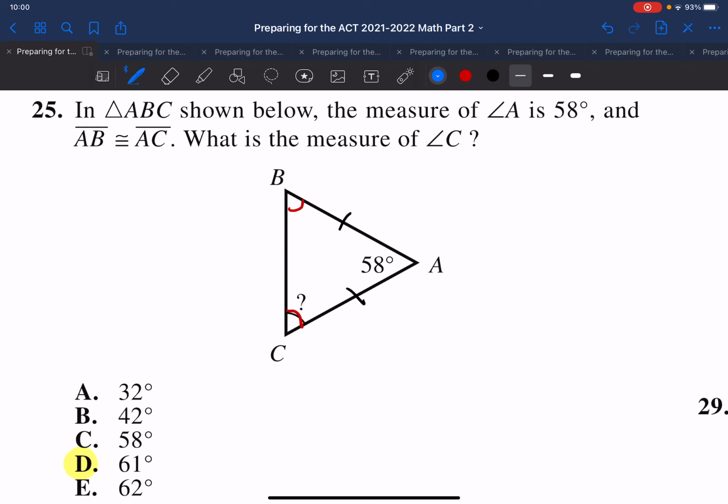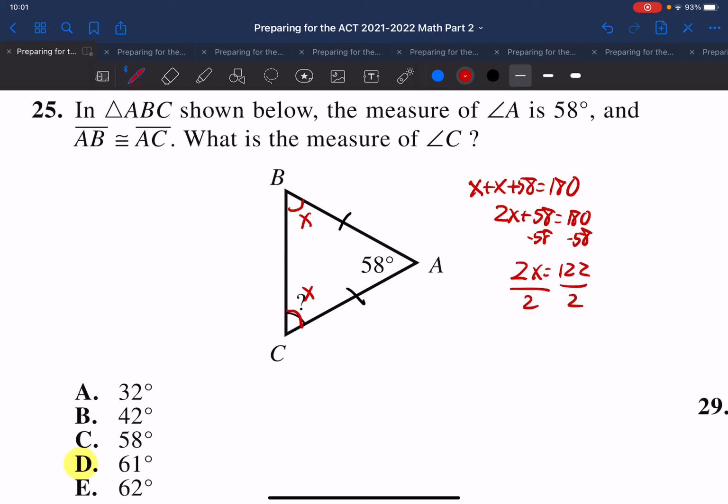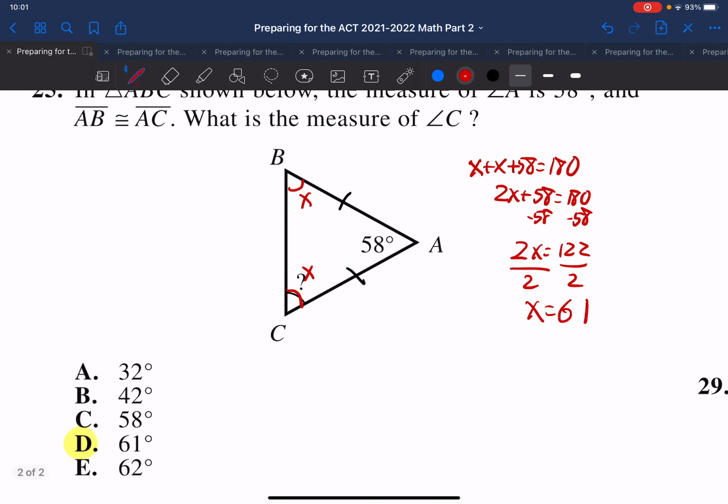So an algebraic way you can do this is like this. We can say x plus x plus 58 equals 180. 2x plus 58 equals 180. So we subtract 58. So when we take 180 minus 58, we get 122 equal to 2x. And then we divide by 2, and we get 61. All right.